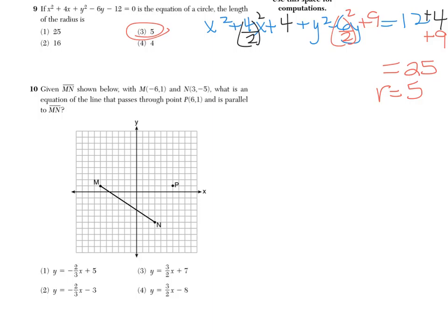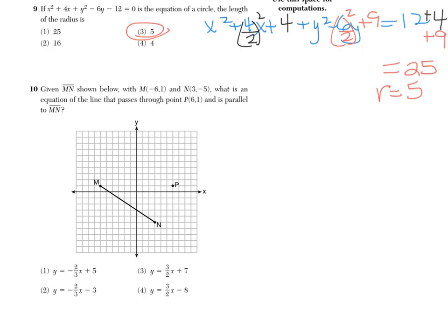Number 10. Given line MN shown below with M (-6, 1) and N (3, -5), what is an equation of the line that passes through the point P (6, 1) and is parallel to MN? So in order to find a line that goes through this point and is also parallel to MN, I would need to know what the slope of MN is.